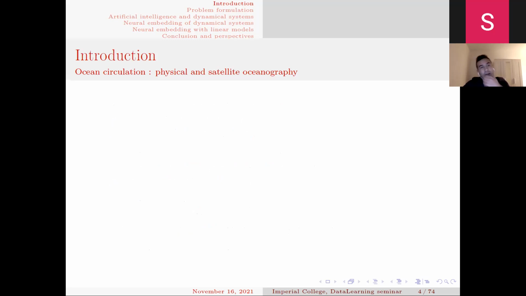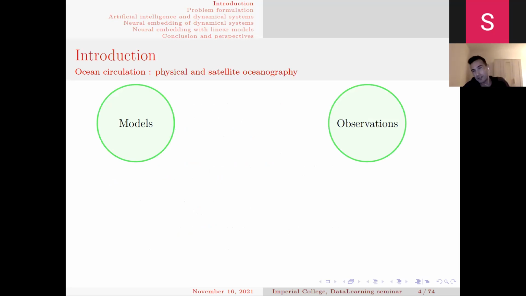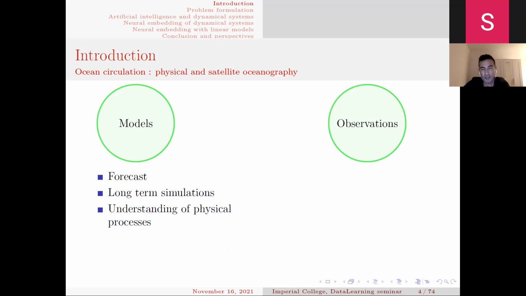In physical and satellite oceanography, and especially in ocean circulation-based applications, two main ingredients are typically exploited: the models and the observations. Roughly speaking, the models are necessary for forecast-based applications, and the observations are needed to state the actual state of the ocean, and also to calibrate and validate the models.